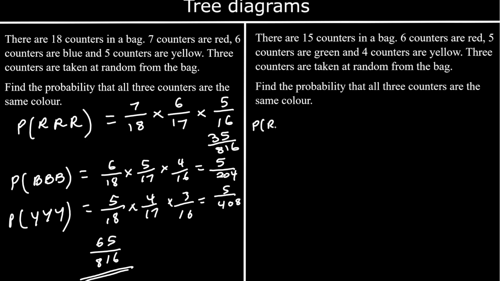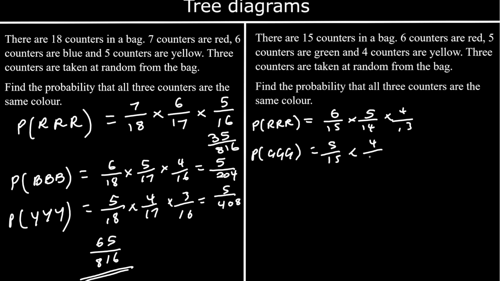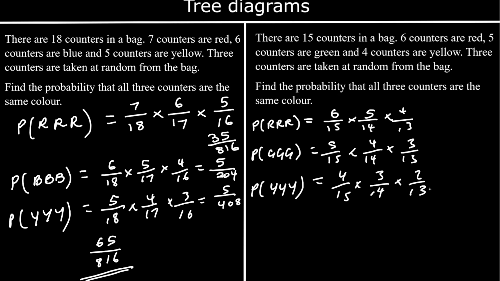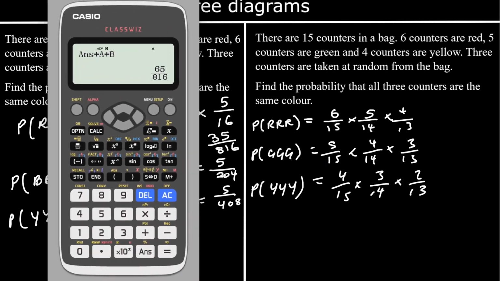So the probability of getting 3 reds is 6/15 times 5/14 times 4/13. The probability of green, green, green is 5/15 times 4/14 times 3/13. And the probability of yellow, yellow, yellow is 4/15 times 3/14 times 2/13. So we're going to work them all out, add them all together.